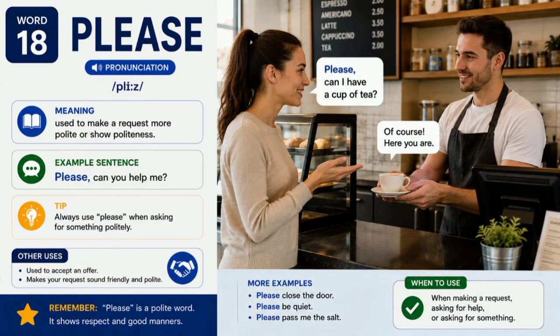Number 18 is please. It is used to make a request more polite or show politeness. For example, please, can you help me? Always use please when asking for something politely. It is also used to accept an offer, and makes your request sound friendly and polite.